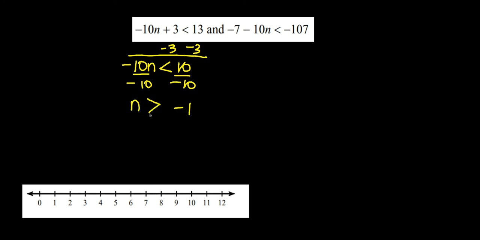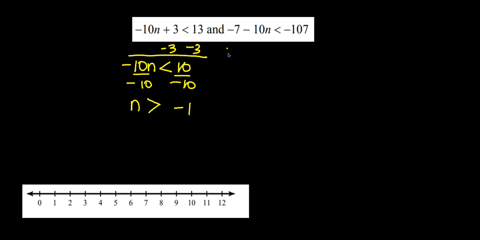Okay, so again, we're going to treat this like 2 questions. We'll subtract 3 from both sides, and we're going to get negative 10n is less than 10. We'll divide by negative 10. 10 divided by negative 10 is negative 1, and because I divided by a negative, I flipped my inequality.